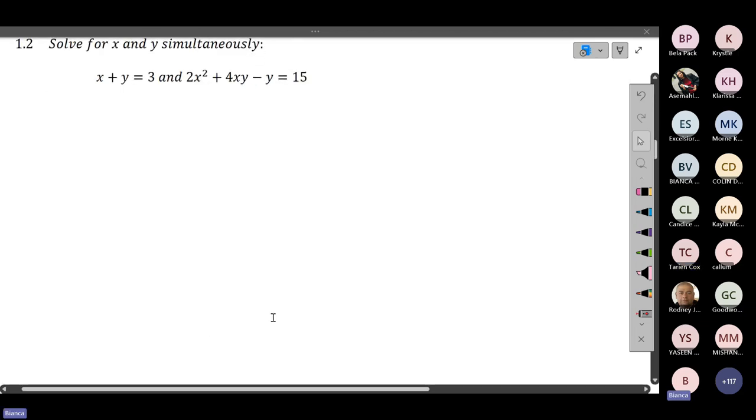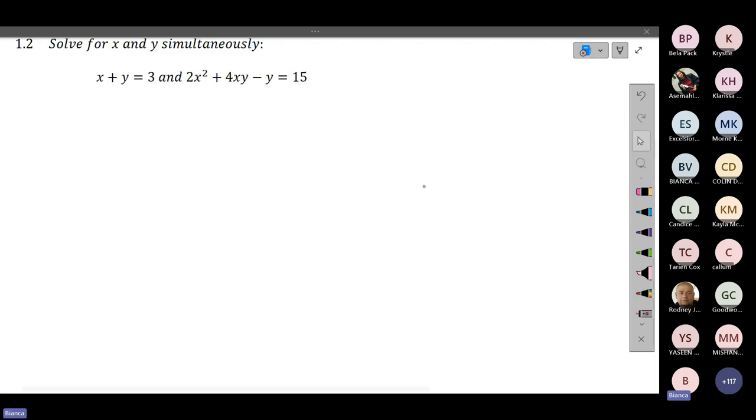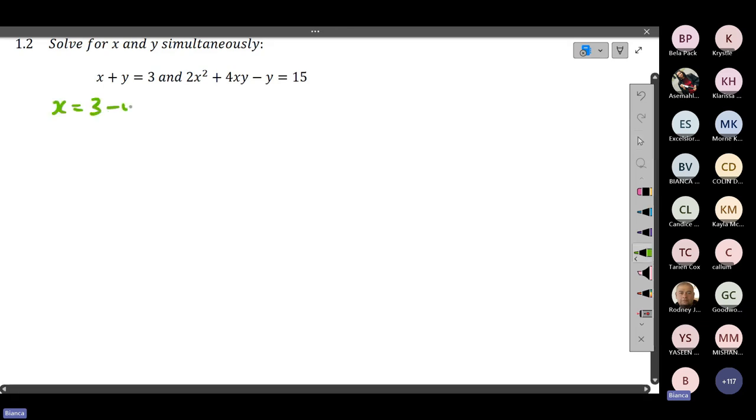Okay, so solve for X and Y simultaneously. Let's start off with our easy marks. So get your easy mark first for making X or Y the subject. Isolate them. Doesn't matter which one for this one. This is a nice one. I'm just going to make X the subject. So we're going to say 3 minus y. Give yourself one mark.